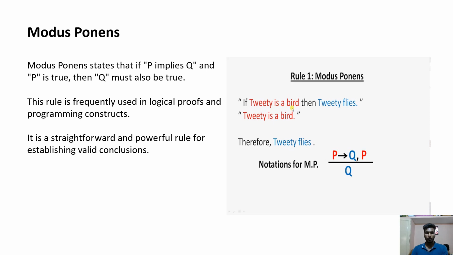Modus ponens. Modus ponens states that if P implies Q and P is true, then Q must also be true. This rule is frequently used in logical proofs and programming constructs. It is a straightforward and powerful rule for establishing valid conclusions.